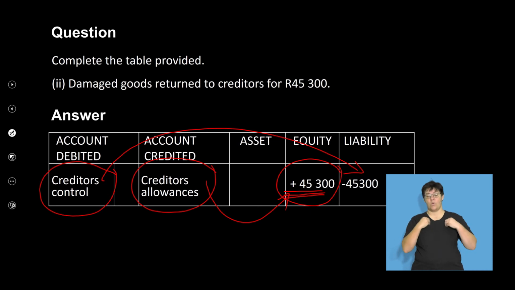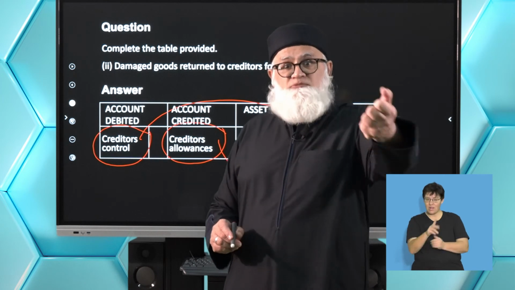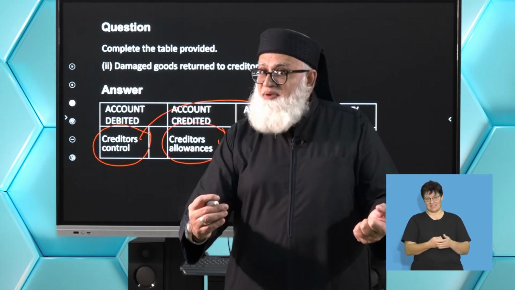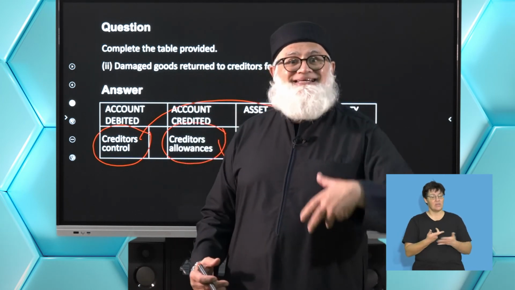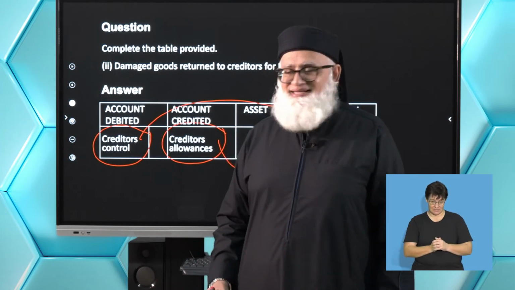So keep this in mind. Creditors' allowances will eventually be transferred to your purchases, and it will reduce your purchases. And therefore, we know purchases is an expense. And when you reduce your purchases, you are actually increasing your owner's equity. I hope you understand that. All right.